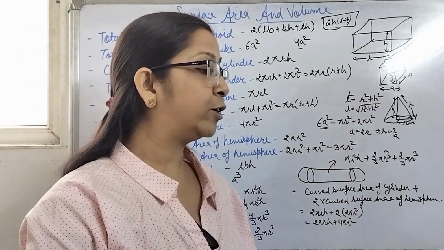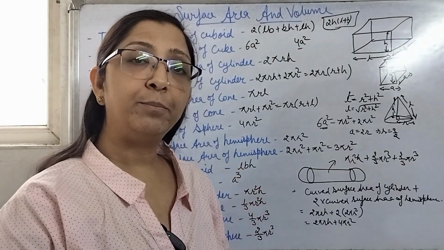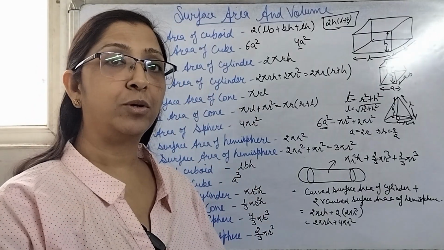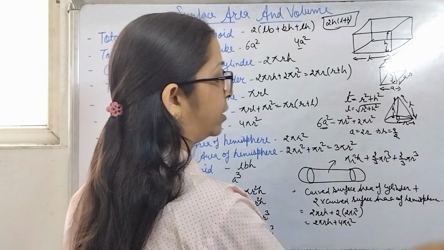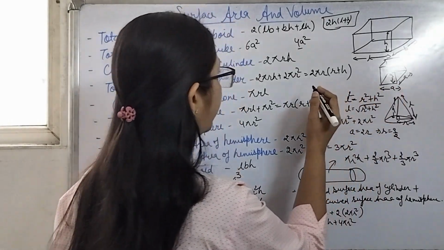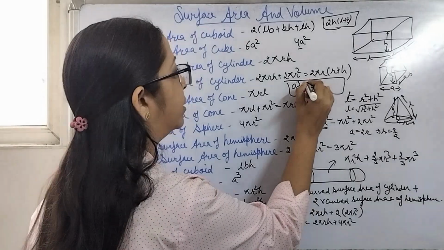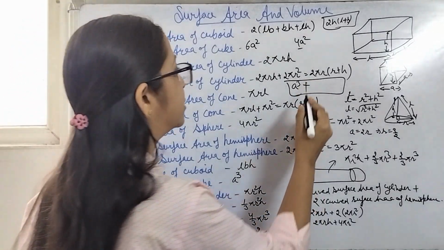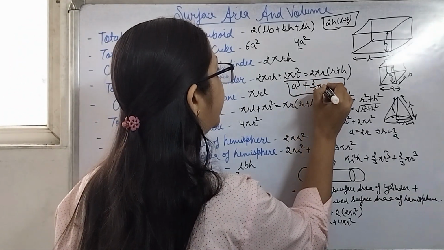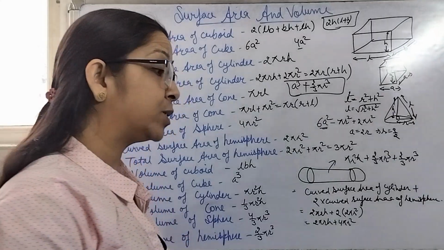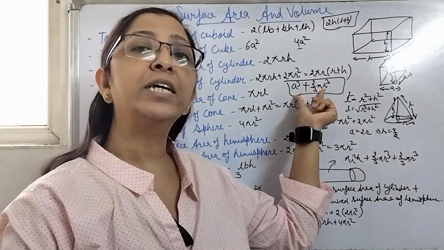But when we are talking about the volume, it will be a combination of these two. That means the volume of the cube, that is a cube, and the volume of the hemisphere, that is 2 upon 3 pi r cube. This will be the volume of the given figure.